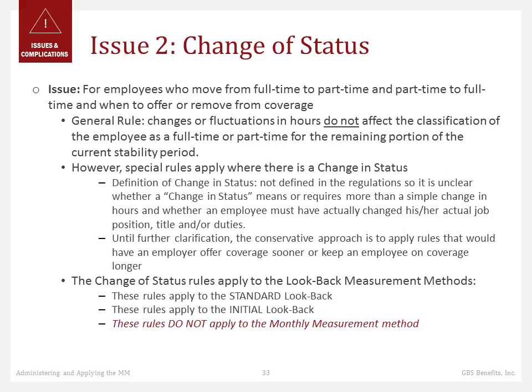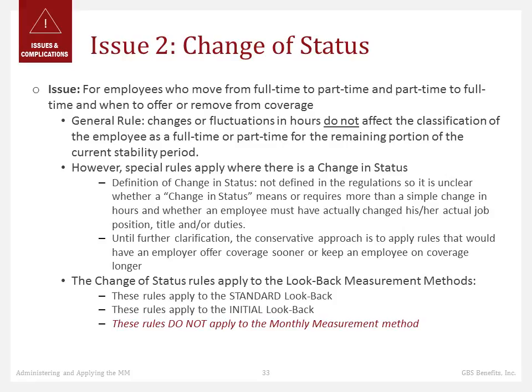However, there is an exception to this rule. And the exception to the rule is where there is a change in status. Now, the complication with this exception is that change in status has not been defined. So we're kind of in a gray area, and employers are going to have to choose how they deal with this.